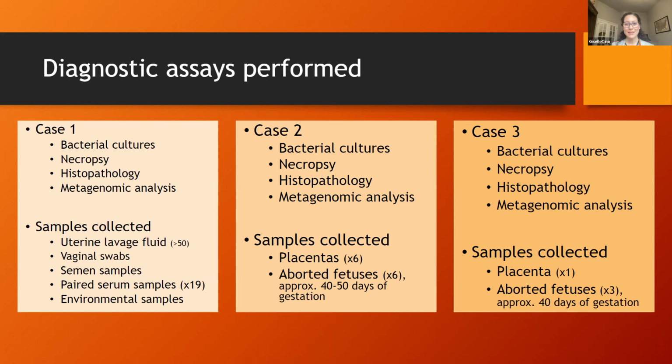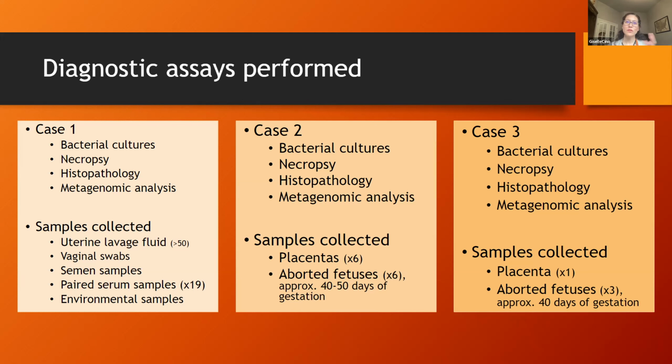Overall, the samples collected were very important in order to reach a diagnosis, especially with case 1, that was our very first presentation with a major rate of pregnancy failure and repeated cycles. So we have a lot of samples that were collected in these animals. We did about 50 uterine lavage fluids and vaginal swabs.